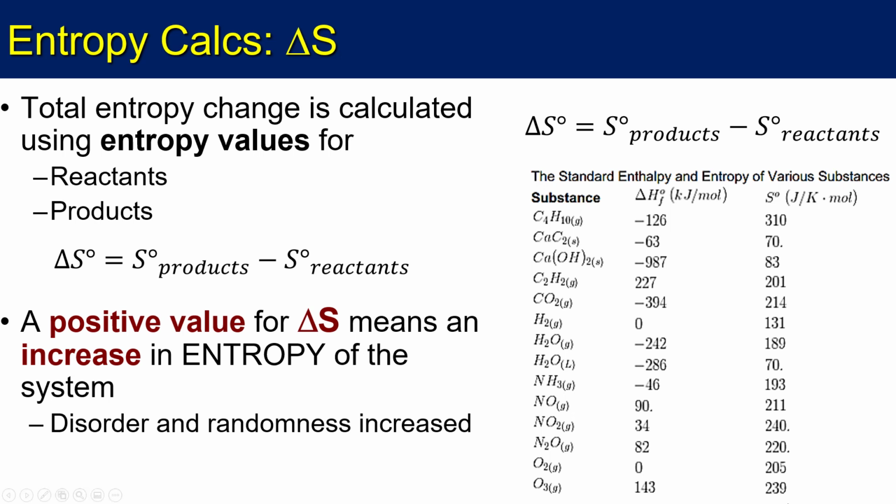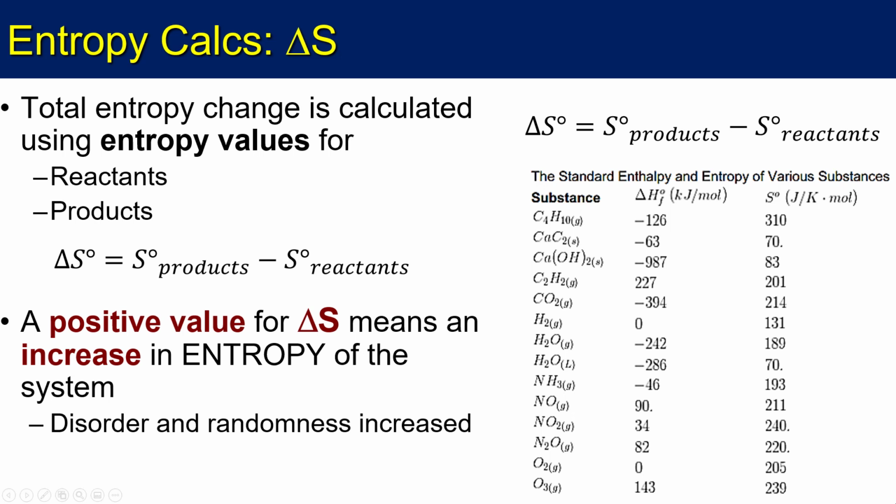So you might be wondering, what does this positive delta S value mean? Well, a positive delta S value means that the entropy is increasing over the course of the chemical reaction. So the system is becoming more disorderly, chaotic, and random.